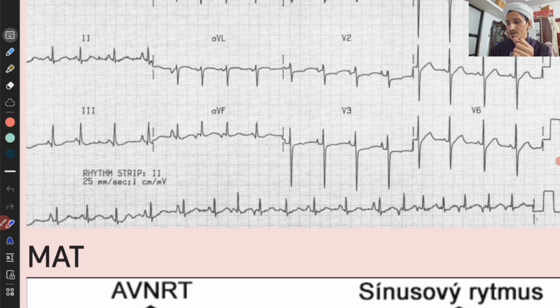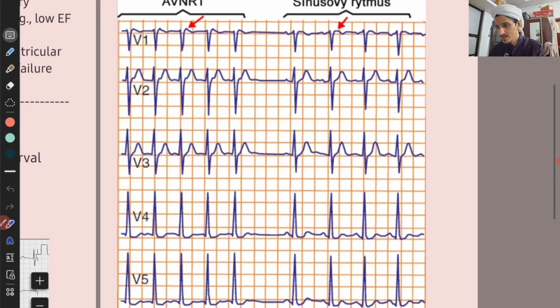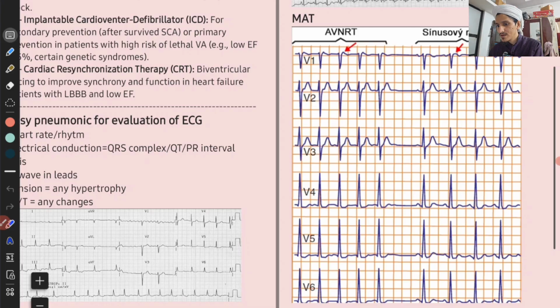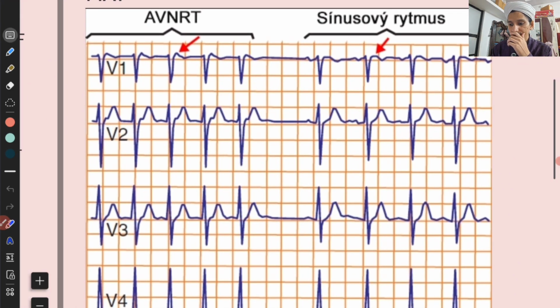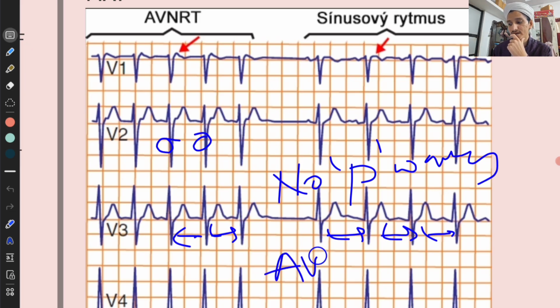Now coming to AVNRT. This is an example ECG of AVNRT, a short, narrow complex tachycardia, and you are not seeing any P waves here. If you see, the RR intervals are regular. Regular SVT with no P waves means it is AVNRT, because in AVNRT you will not see any P waves.